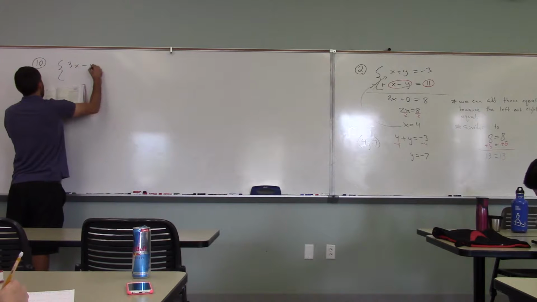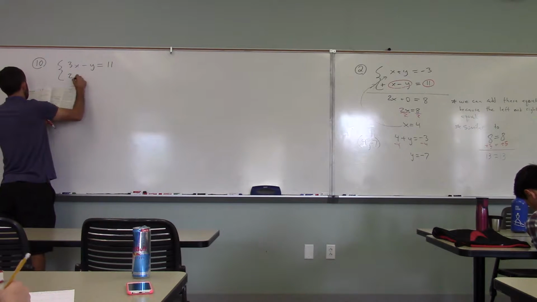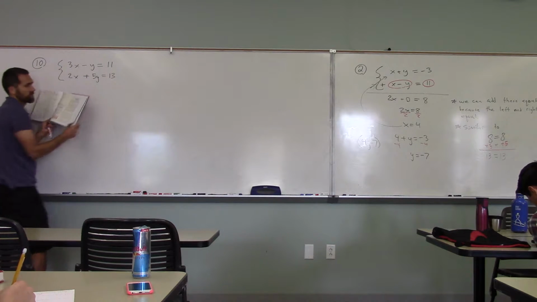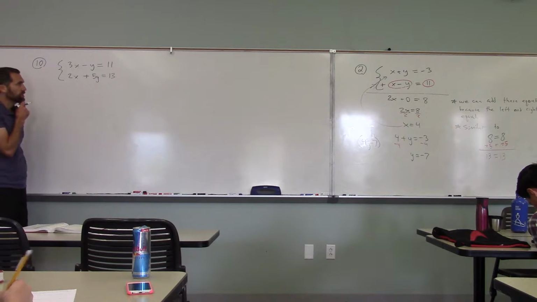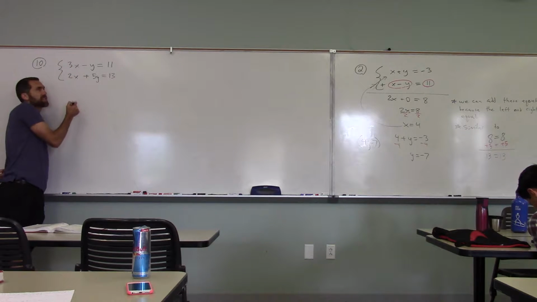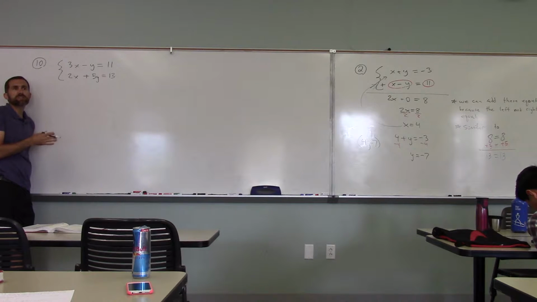Okay, so here's number 10. 3x minus y equals 11. 2x plus 5y equals 13. Alright. So here, we want to get things that cancel out, right? Right now, 3x plus 2x wouldn't cancel, -y plus 5y wouldn't cancel, so we're going to have to adjust somehow.